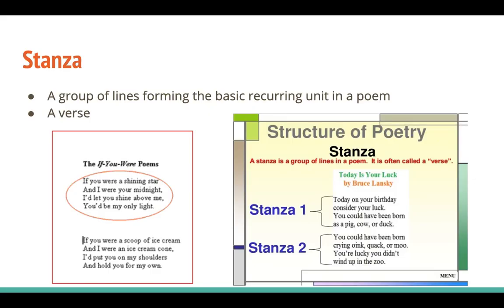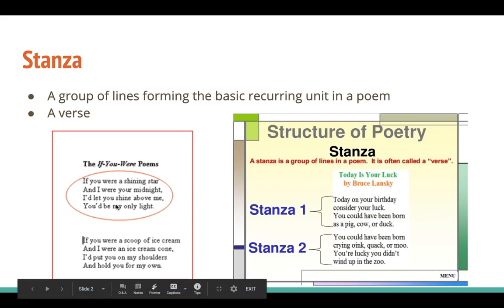I am sure you've heard this word before, stanza, but in case you have not, the definition of a stanza is a group of lines forming the basic reoccurring unit in a poem. So it's a verse. So let's look here. We have these 4 lines and then these 4 lines. We have stanza 1, stanza 2.